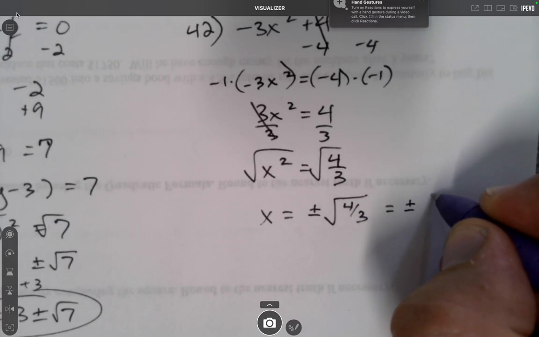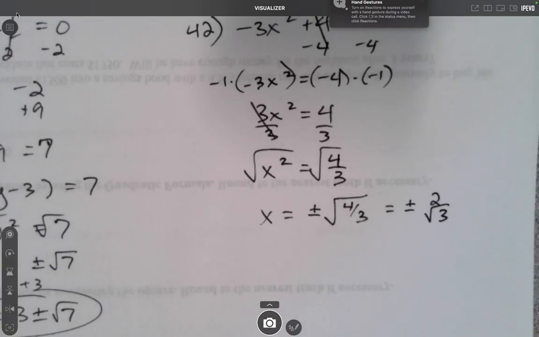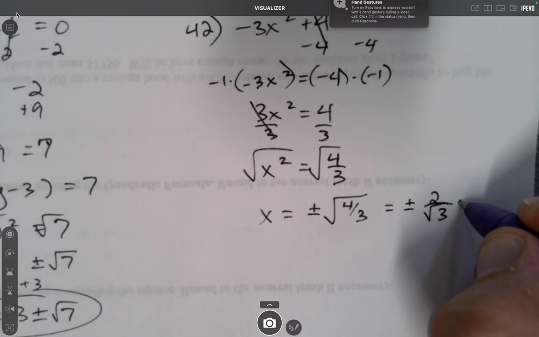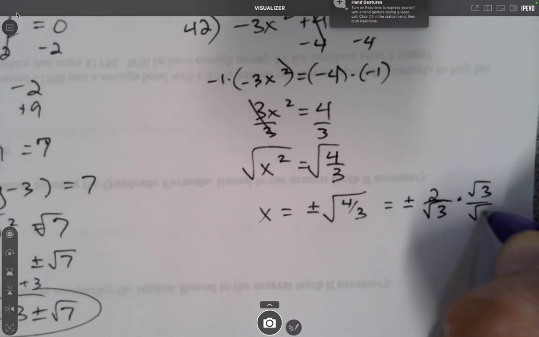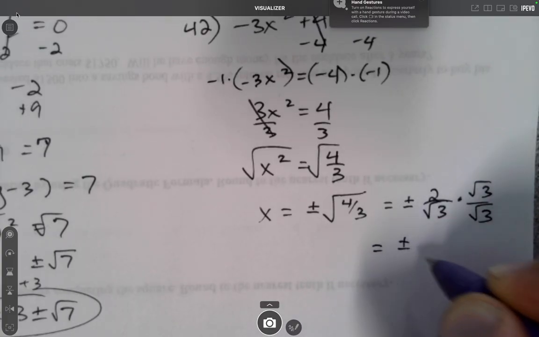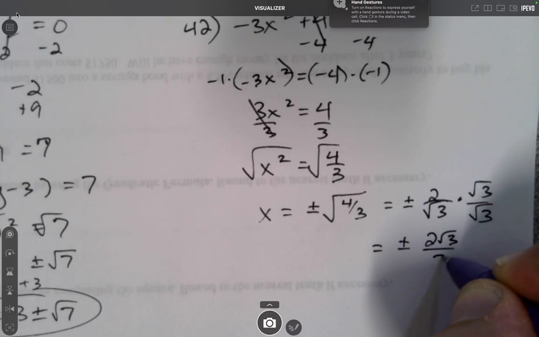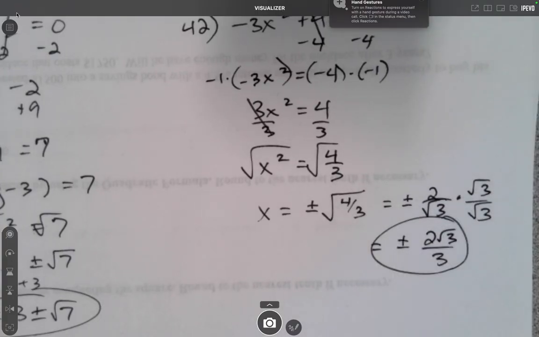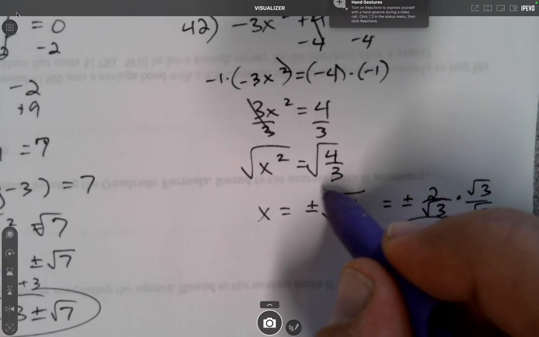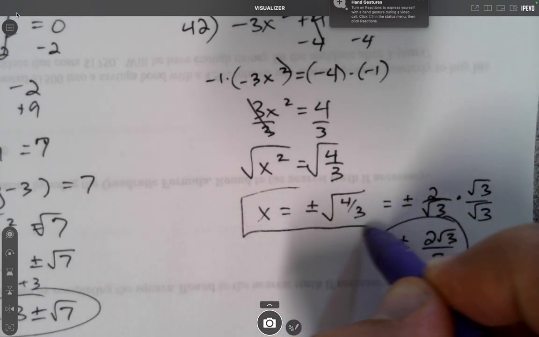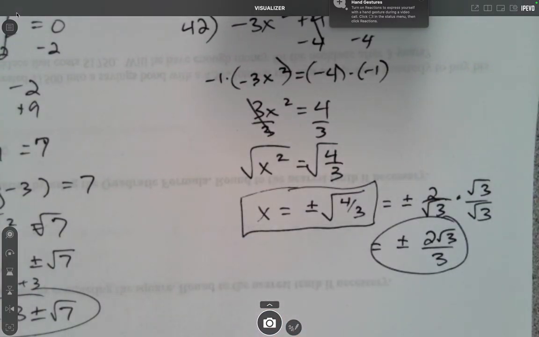The square root of 4 is 2. And we don't want to leave a square root in the denominator, so we'd have to multiply the top and bottom by the square root of 3 and get 2 square root of 3 over 3. So that is the best answer, but I'm pretty sure for the sake of your test, I'd give you full credit for that as well.